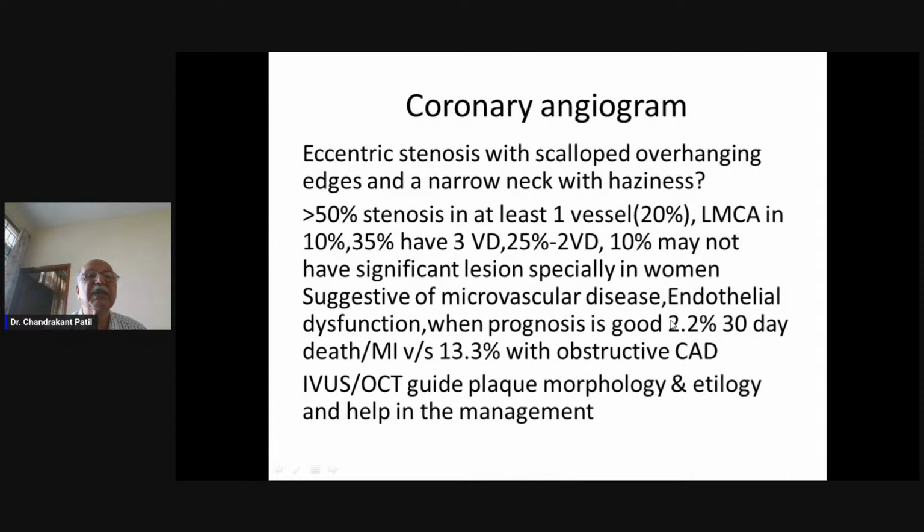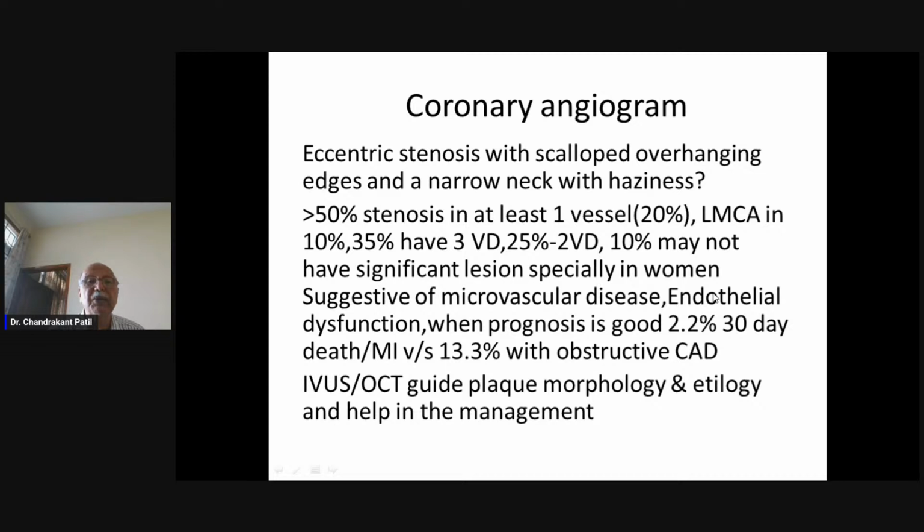And in the coronary angiogram, in unstable angina or non-ST elevation MI, you see scalloped overhanging edges and a narrow neck with haziness, more than 50% in at least one vessel in 20% of the patients. LMC in 10%. Almost 35% have three vessel disease. I showed one example of a young man having three vessel disease. 25% can have two vessel disease, and 10% may not have a significant lesion at all, especially in women.